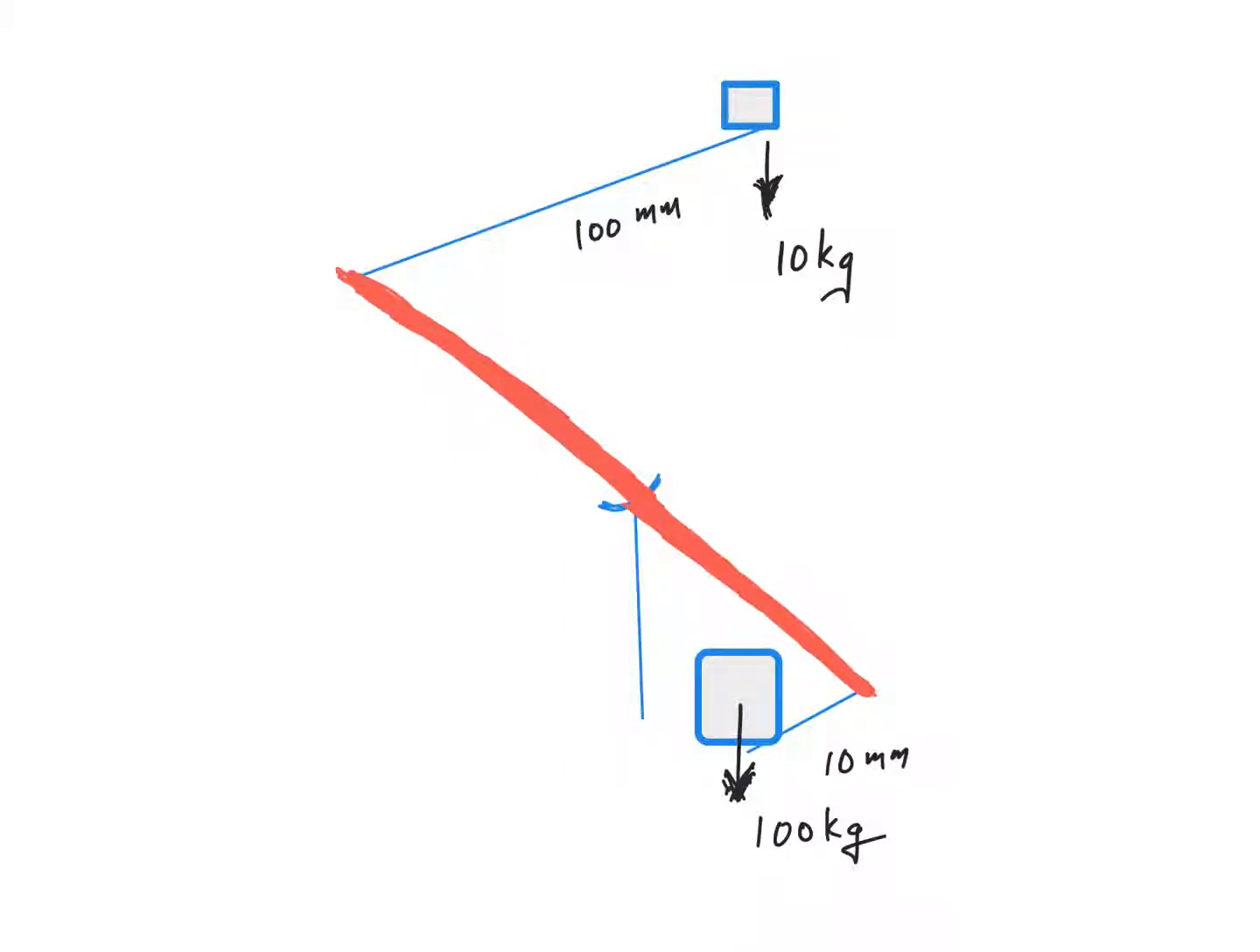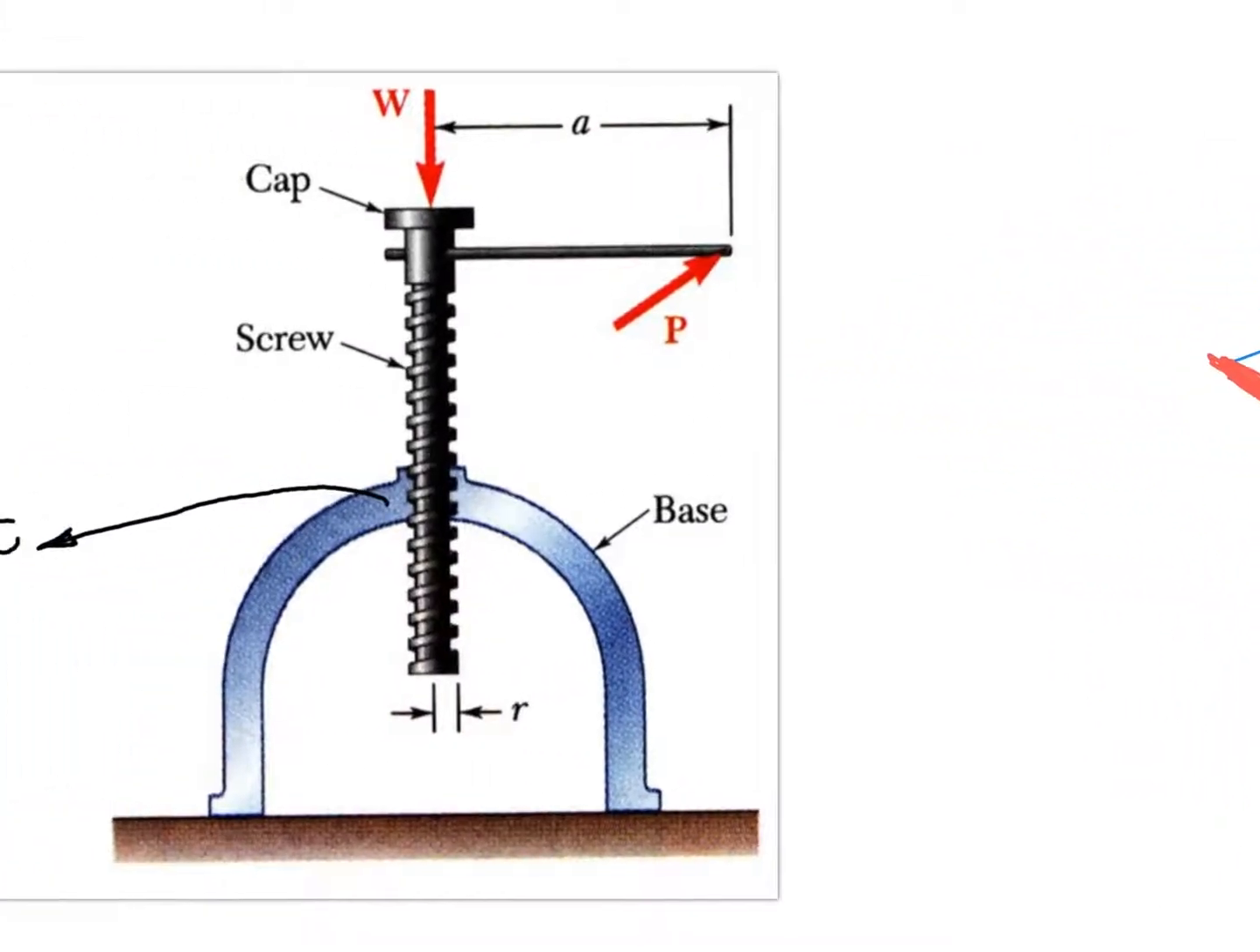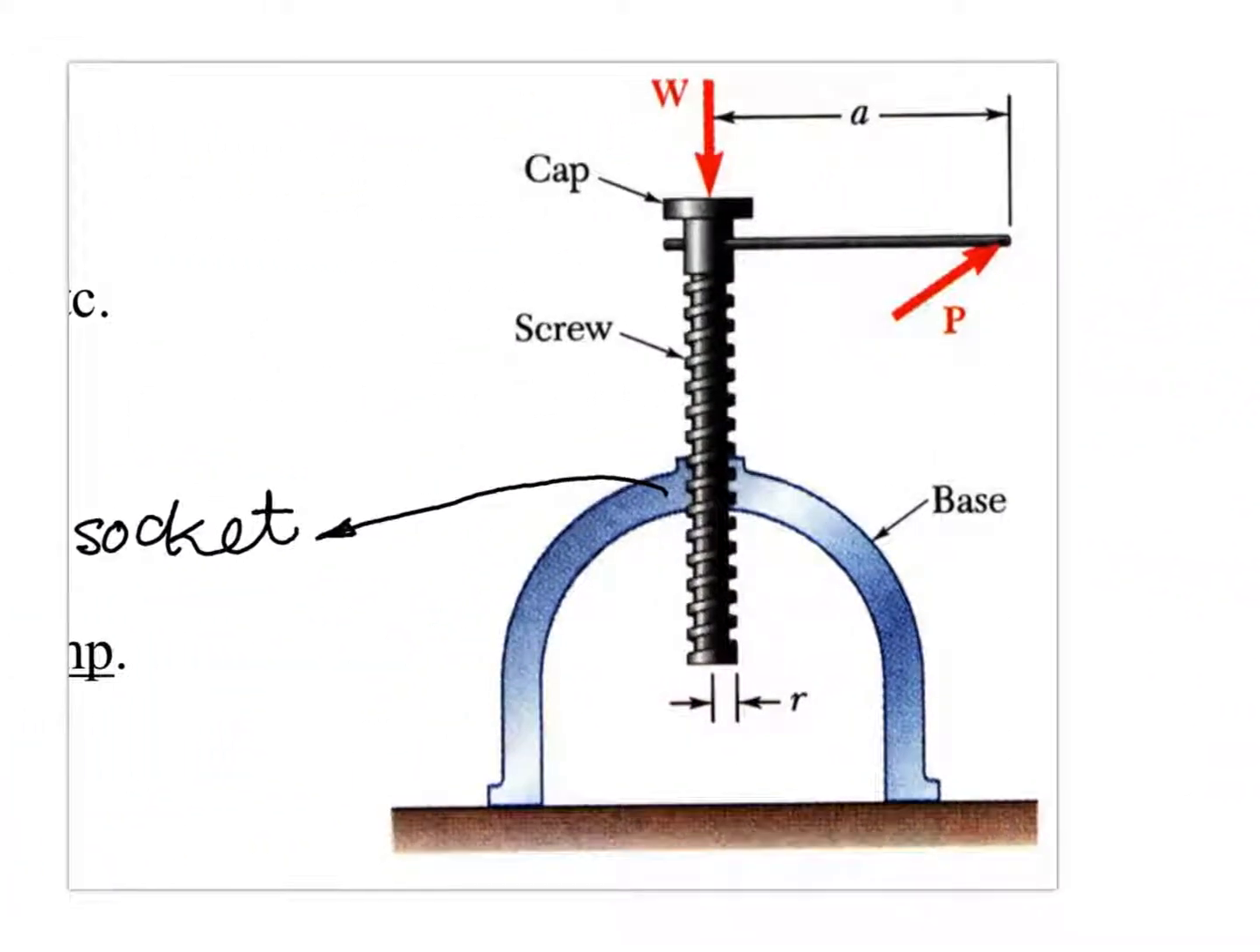To give you better clarity, I have another figure over here. Have a look at this. If you apply a 10 kg force over here, let's say A is equal to 100 mm, then at the interface of the screw and the socket, there will be a force generated which will be higher compared to the force that you have applied over here, which will help the screw to move around the socket. Make sense? But is this enough?